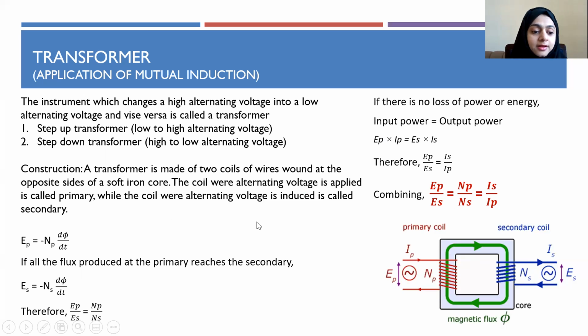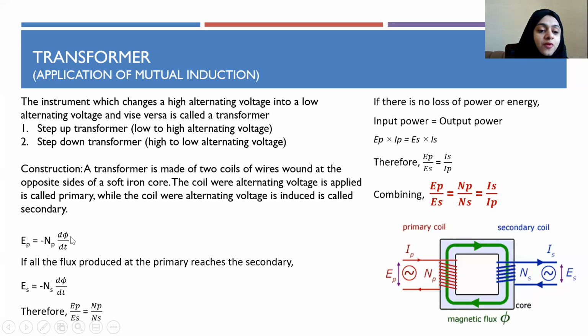So here, let me express to the primary coil Michael Faraday's law of electromagnetic induction, according to which the EMF is directly proportional to the rate of change of magnetic flux. So we can say that EP is equal to minus NP into dφ/dt. NP is the number of turns in the primary and φ is the magnetic flux produced in the primary, and dt is the small time interval in which it is produced.